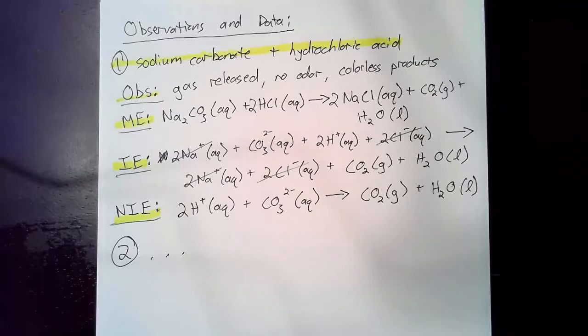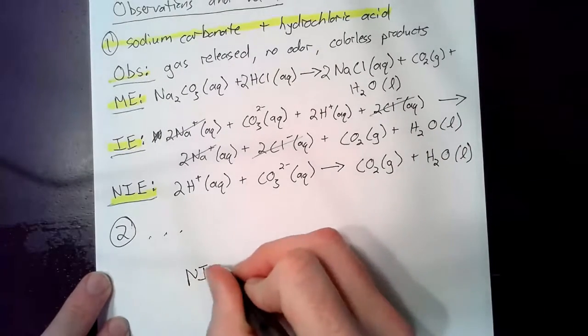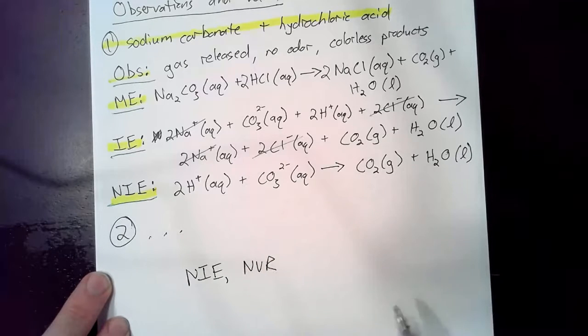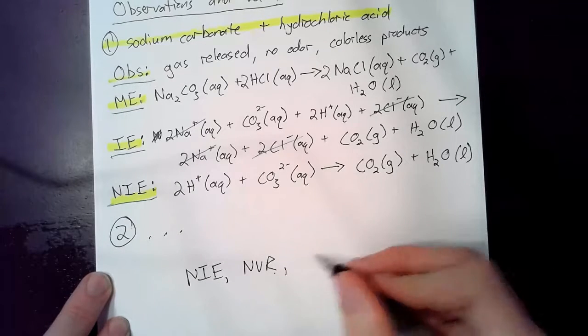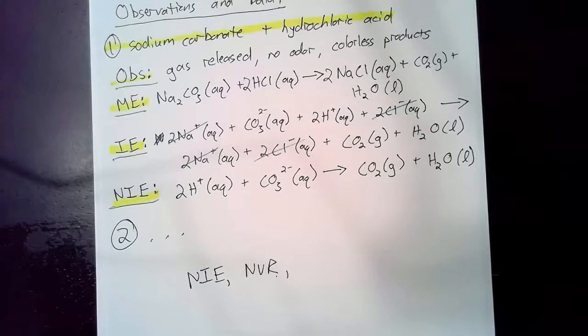I want you to conclude your data just at the end. Tell me about, I want you to use the words net ionic equation. Tell me what it means when you saw no visible reaction. Where did you see no visible reaction? And then talk about just the science that you witnessed. Okay, real short conclusion. Thanks.